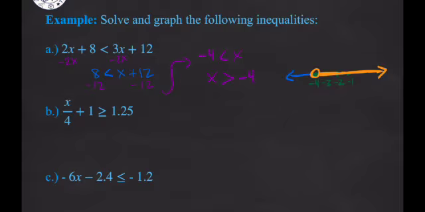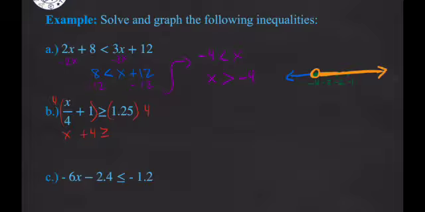Part B. Okay, with this one, same thing. We have our inequality. Let's go ahead and simplify both sides. Well, we have a fraction. Let's get rid of the fraction by multiplying by the denominator. Denominator is 4. So we multiply both sides by 4. We end up with x plus 4 is greater than or equal to, 125 times 4.